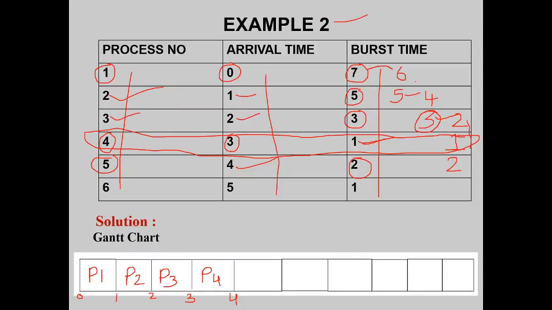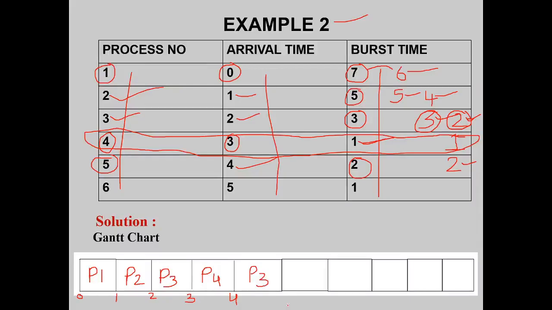Now you can already check here. Process P1 has 6 burst time, process P2 has 4 burst time, process P3 has 2 burst time, and process P5 has also 2 burst time. So process P3 and process P5 have the same burst time. If you have the same burst time, check which process has arrived earlier. Process P3 has arrived earlier and it is waiting, so we allocate the CPU to process P3 here.